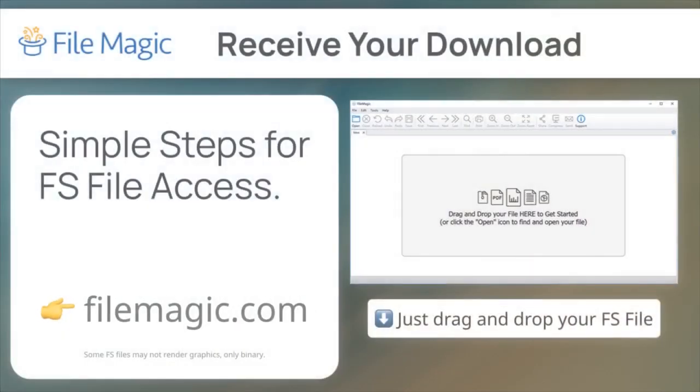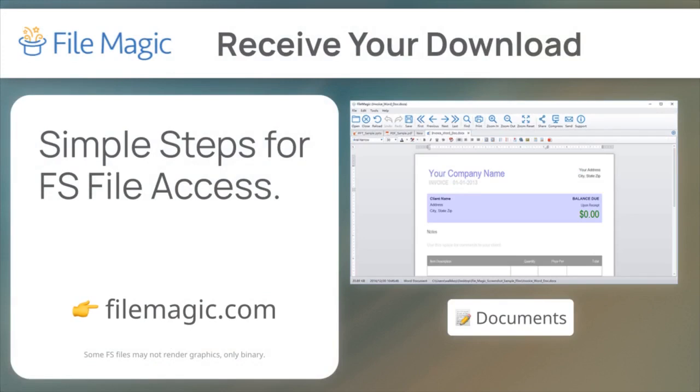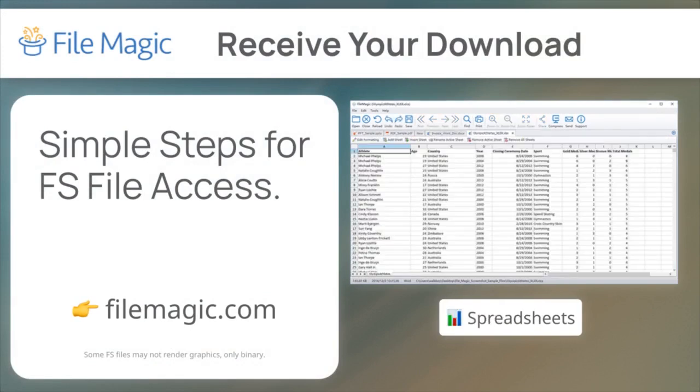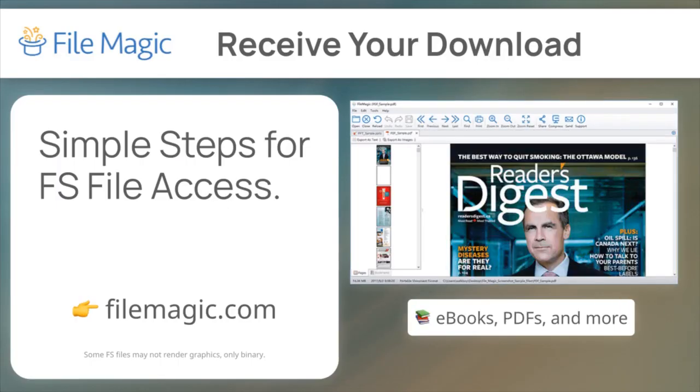Get ready for the finale. The power of this solution comes from the deep FS file analysis provided by one specific inspection tool that is truly universal in its application.